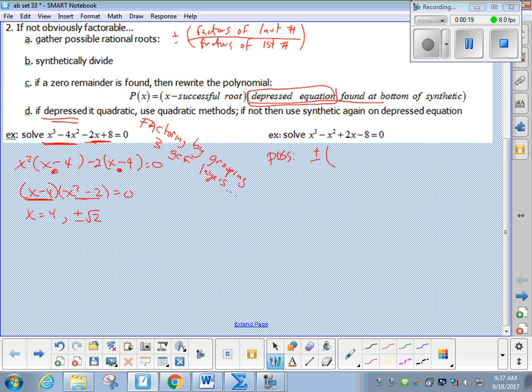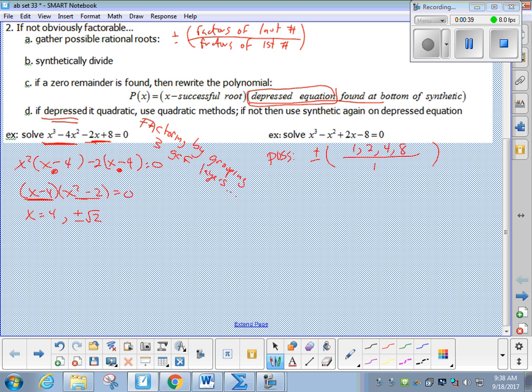Plus or minus, the things you're going to synthetically divide by are factors of the last over factors of the first. What are the factors of the last number? 8. 1, 2, 4, and 8. Factors of the first, I threw you a bone and made it only 1. Yeah?